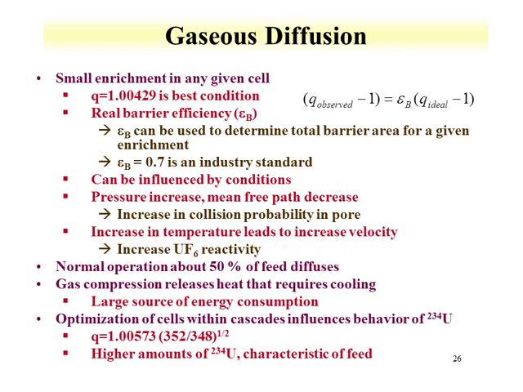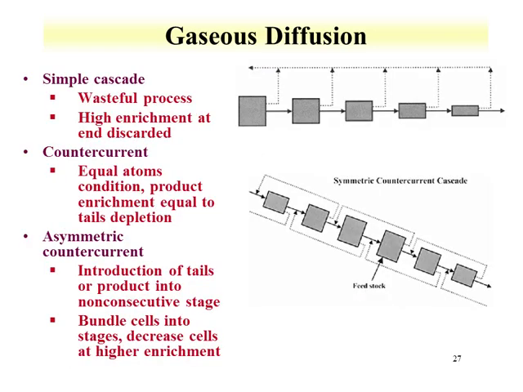In normal operations, about 50% of the feed diffuses, and in order to optimize separation, cascades have been developed. These cascades are linked together and used in tandem. Here's an example of a cascade where uranium will come in, the product will be fed to another, and then another, and then another. And as you can imagine, with this very simple cascade, a good deal of the gas does not go through the enrichment process, so it winds up being a very wasteful process.